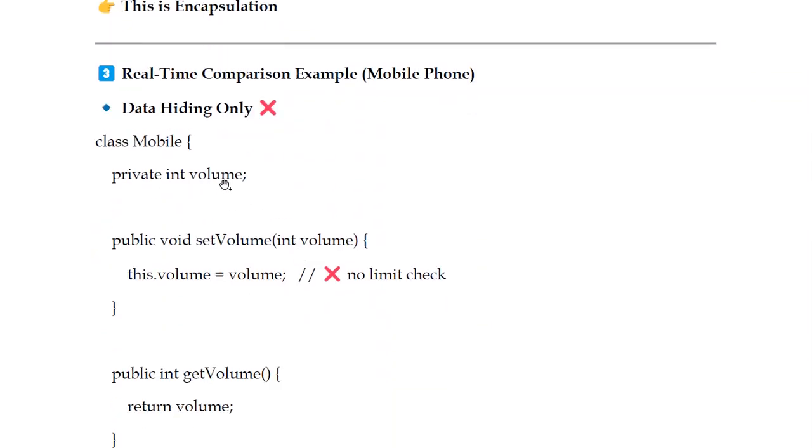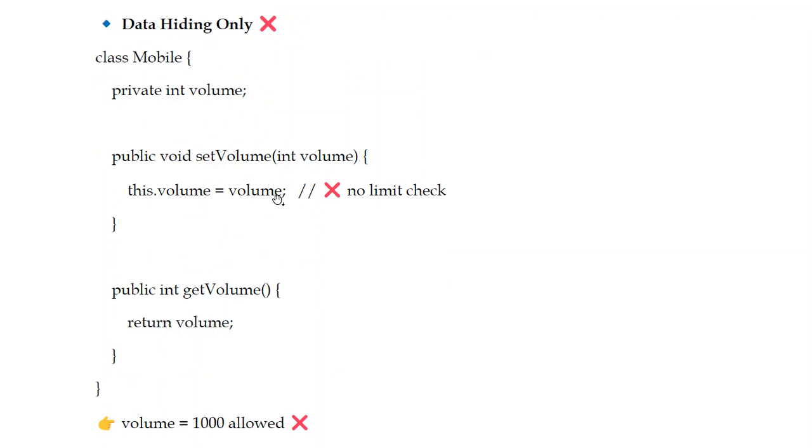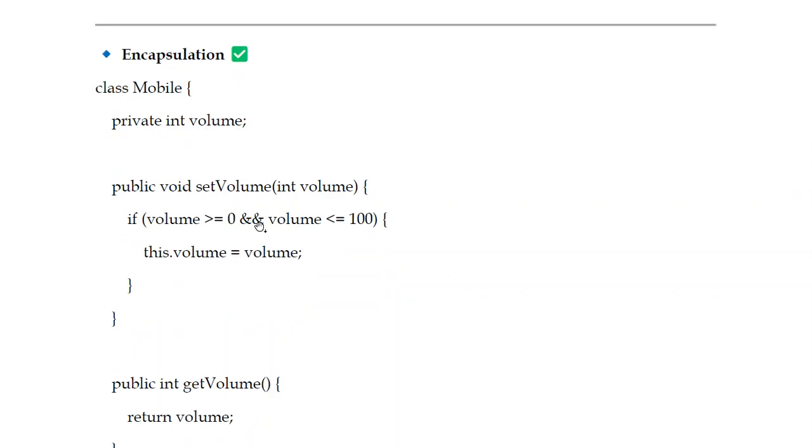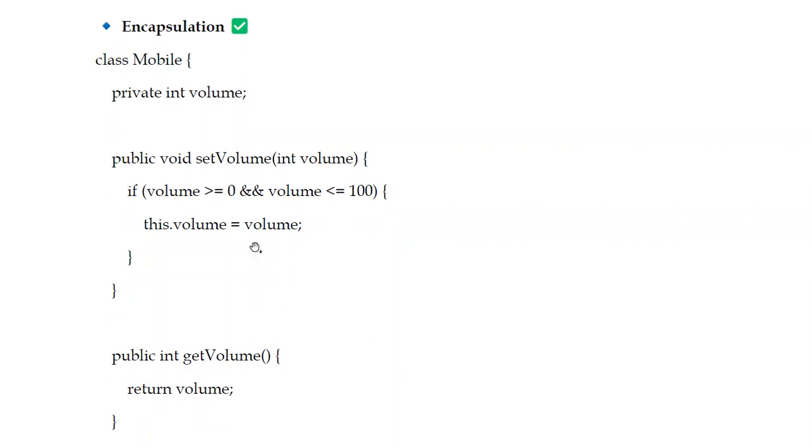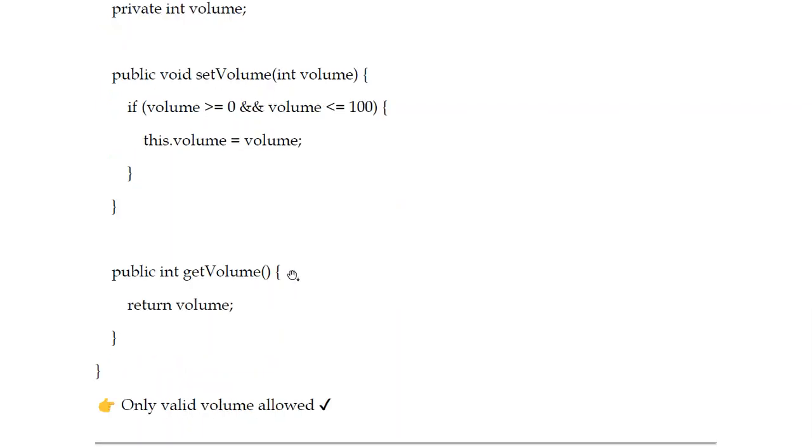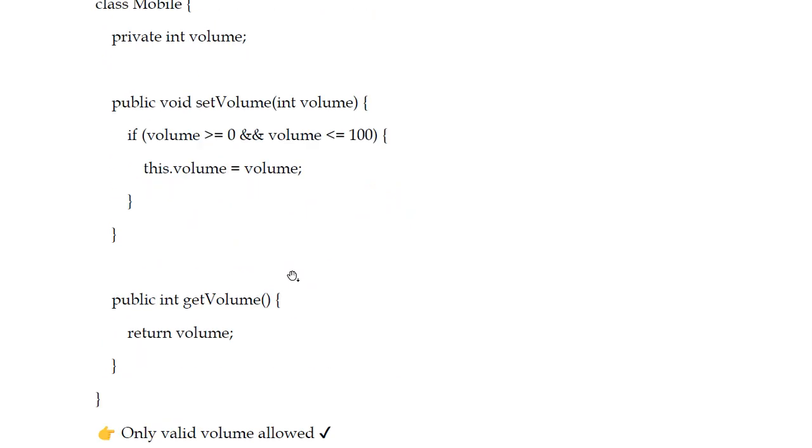In the mobile phone example, I'm using the data as private. For data hiding, I focus only on this area. I'm not validating here, so there is no limit check and no business rule. Here I'm using the business rule: volume greater than zero and less than or equal to 100. Why am I repeating these things? Because we already explained them in real-time examples. Please refer to the previous videos. I'm just giving you an overview because in this session I can't explain it one by one. This is just a review session to brush up the previous concepts. Only valid volume is allowed here because I'm using the business rule, greater than zero and less than 100.